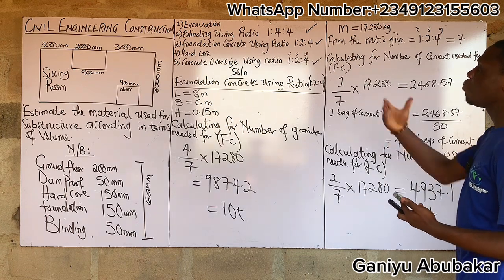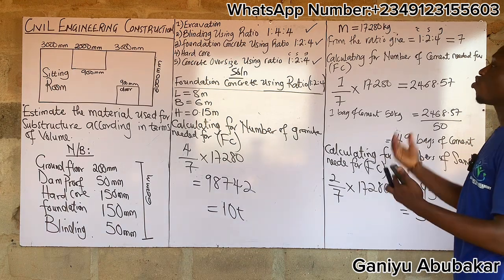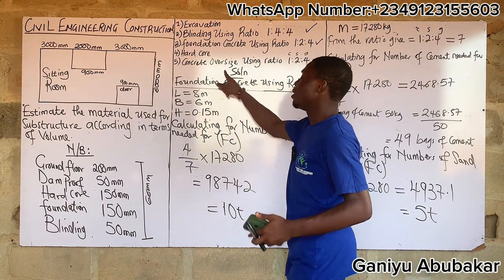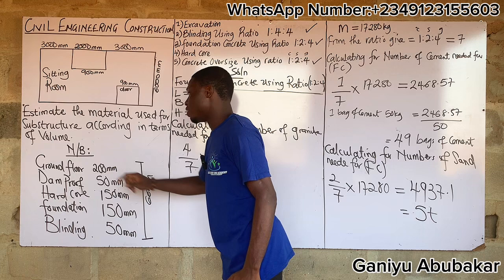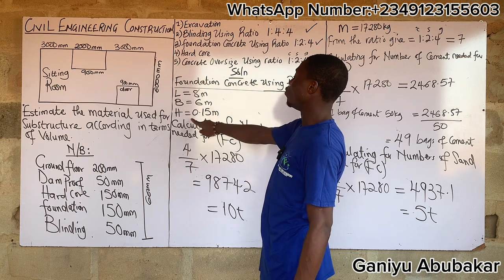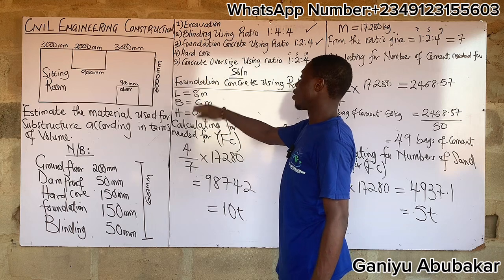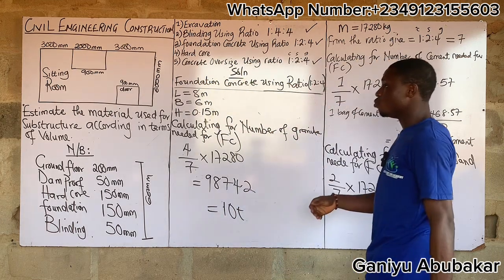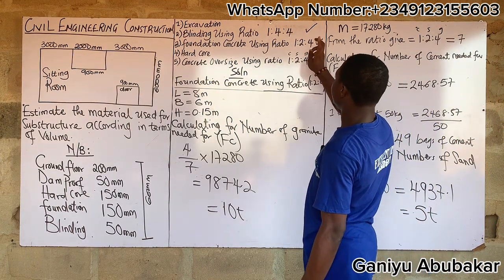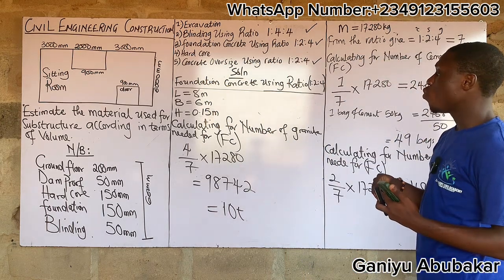Also, with the same procedure I've used to calculate for my blinding and my foundation concrete, use that same procedure to calculate for your concrete oversize. My thickness there is 200, so the height for concrete oversize will be 200. I now use the 200 to calculate my volume. After volume, your mass. After mass, you get your amounts of sand, cement, and granite. After that, you now combine all your values.